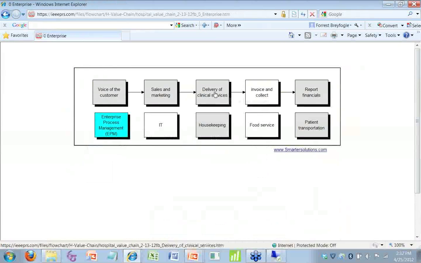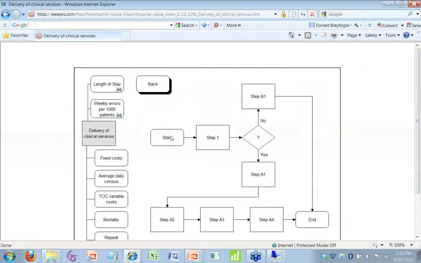Let's look at how we deliver clinical services. So these, again, are the oblong boxes that represent how we're going to measure delivery of clinical services. We look at our length of stay.